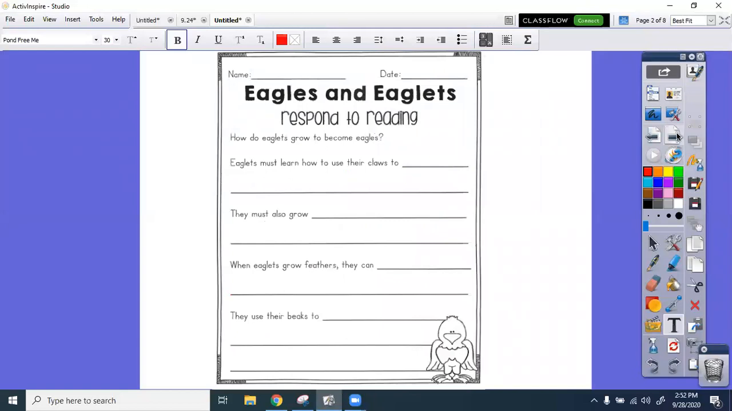Welcome back. If you're back, that means you've copied down everything you needed for the front. On the back is your You Do. These are the questions that you're going to do on your own. You're going to use your text to find the answers that are missing from this side.